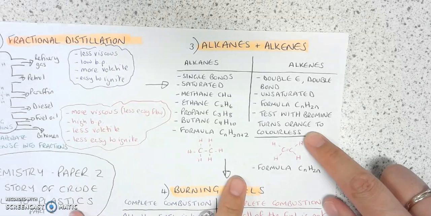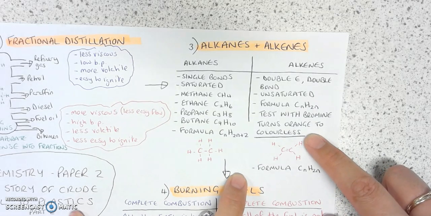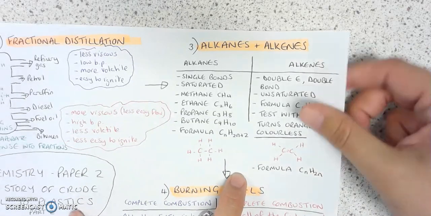colourless. You must say colourless because it's not clear, because you can have something that's got a colour but you can still see through it. So you have to say it becomes colourless.